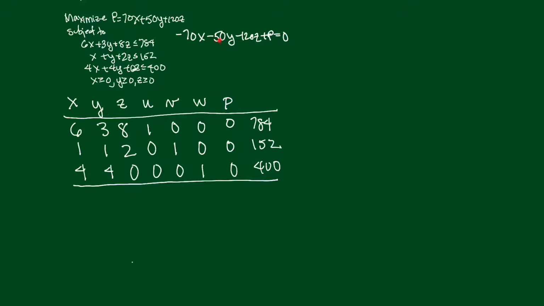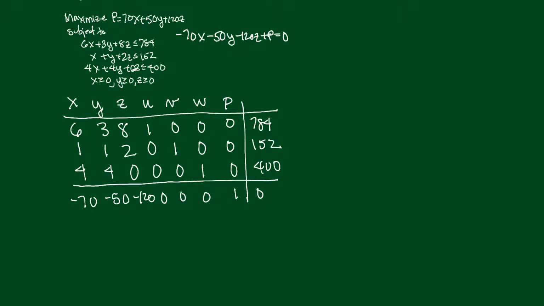And then I can put these numbers, these coefficients, down here at the bottom. So it's going to be negative 70, negative 50, negative 120. Now there's no u's here, right? U is the number of unused hours for carpentry, and this is a profit function. There's no v's, there's no w's, but there is one profit. And right now, what we have on this side is a 0.